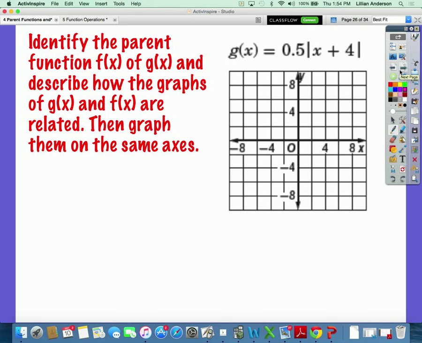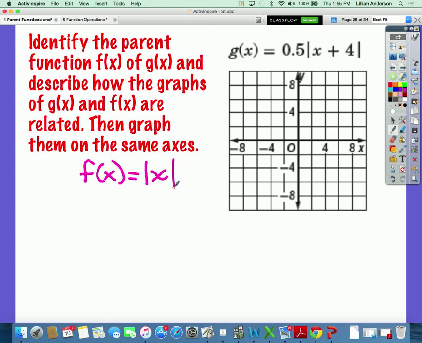So that's what you do. Now let's do one. Raise your hand if you see what the parent function is. Don't shout it out. Who can tell me the parent function with a raised hand? The absolute value. So I would write that f of x equals the absolute value of x. There you go. Simple as that. Didn't give away those bars right there.